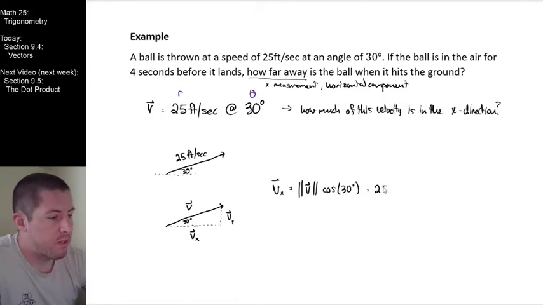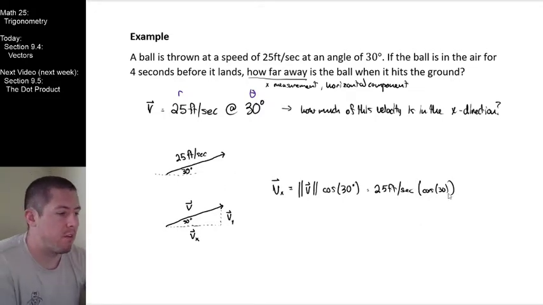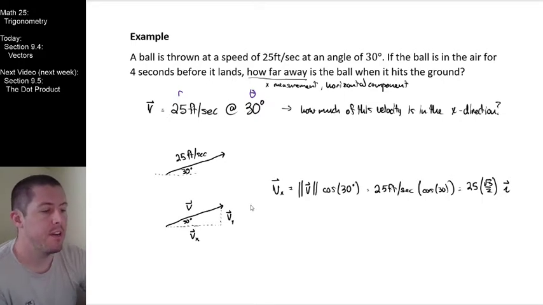So this is going to be 25 feet per second times cosine of 30. What is cosine of 30? We know cosine of 30 degrees is going to be root 3 over 2. And we know that that is occurring in the i direction. Very similarly, we could find the y component right here.